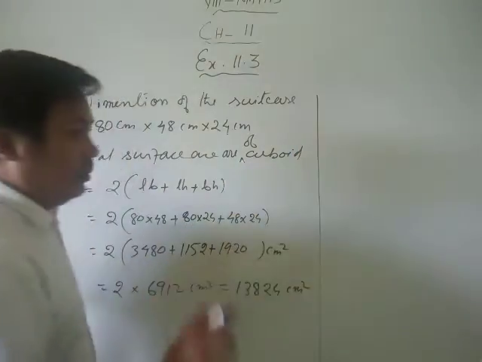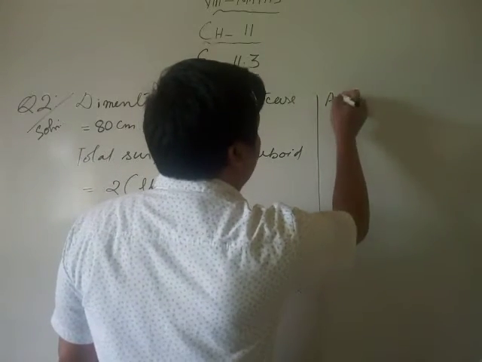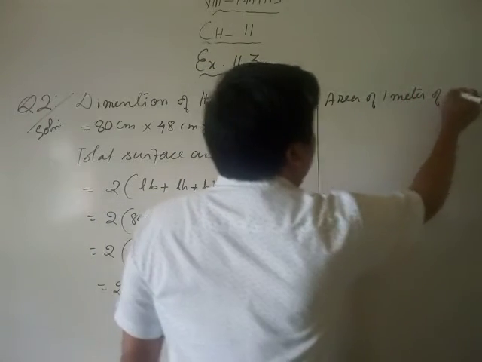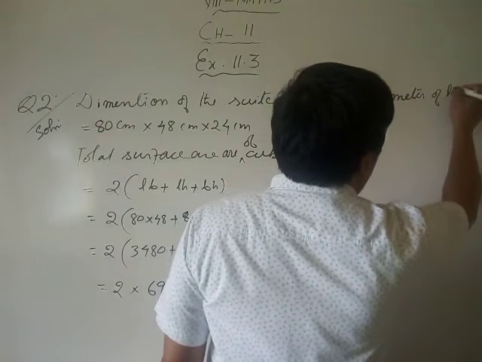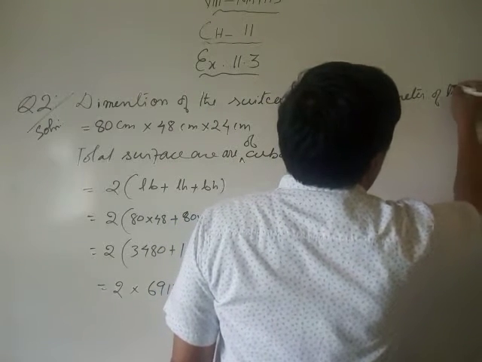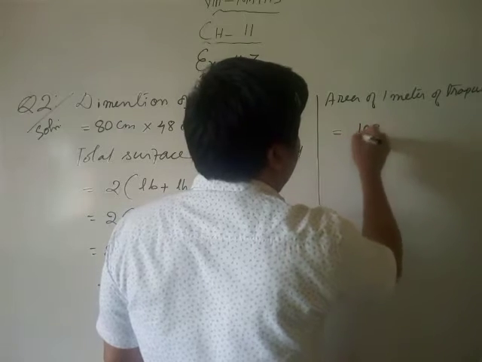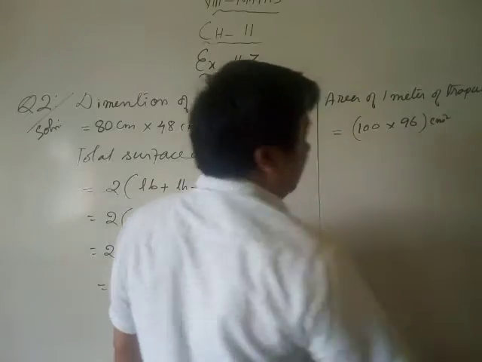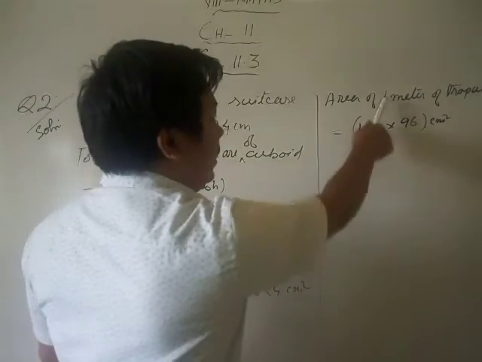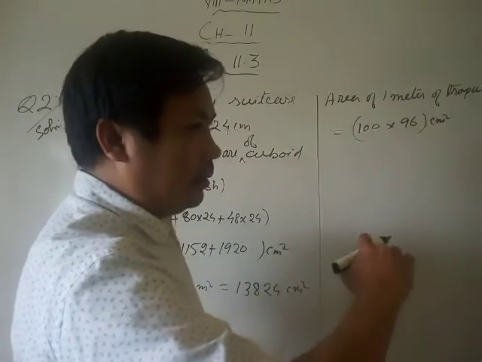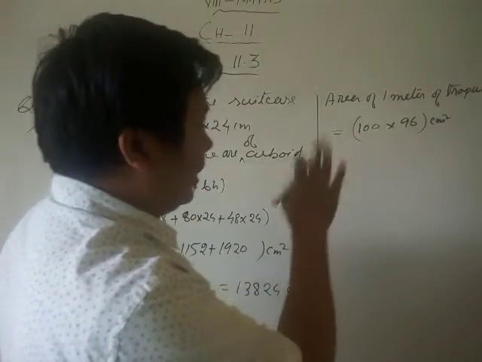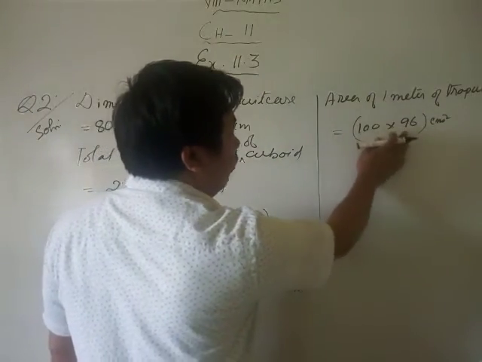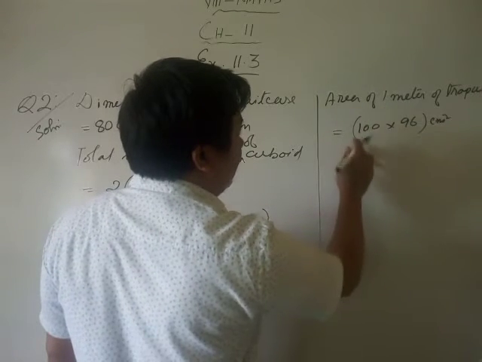Next, let us see the area of the tarpaulin. The area of 1 meter of this tarpaulin: 1 meter is 100 centimeter, into the width of 96 centimeter, which is given in the book. So for 1 meter length of tarpaulin with a width of 96 centimeter, this is the area.